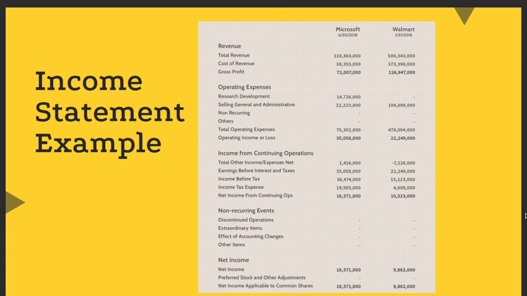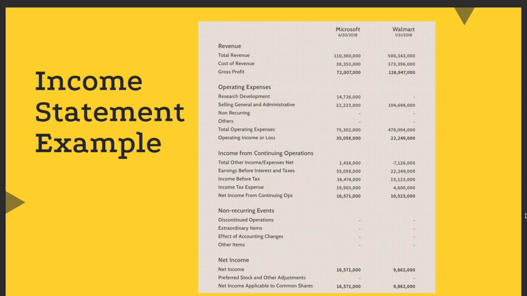A comparison of the line items indicates that Walmart did not spend anything on R&D and has higher SG&A and total operating expenses compared to Microsoft. The next section, titled Income from Continuing Operations, adds net other income or expenses like one-time earnings, interest-linked expenses, and applicable taxes to arrive at the net income from continuing operations, 16 billion for Microsoft, which is 60% higher than that of Walmart, 10 billion.